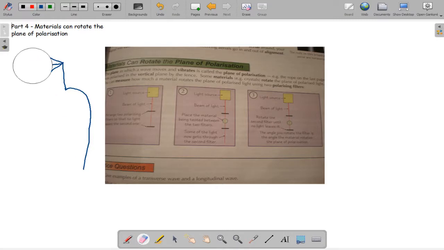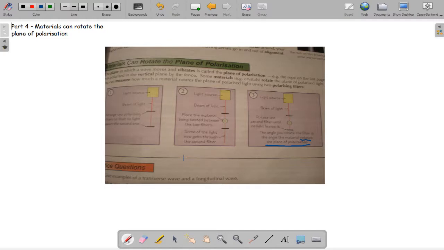Materials can also rotate your plane of polarization, as I've mentioned before. If you have a light source and a beam of light, arrange two polarizing filters so that no light leaves the second one. Then, if you place a material between the two filters, some of the light gets through the second filter. If you rotate the second filter until no light leaves it with the material there, then the angle you rotate the filter is the angle the material rotates the plane of polarization.